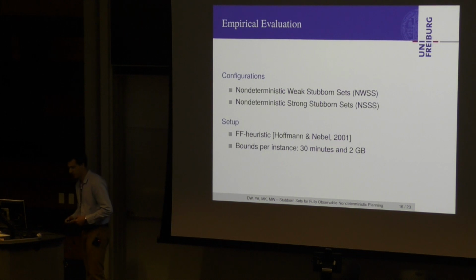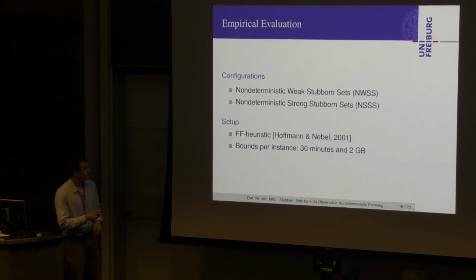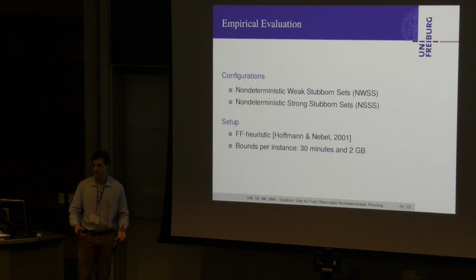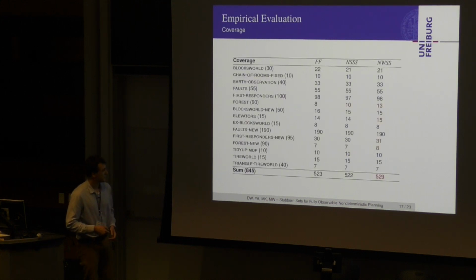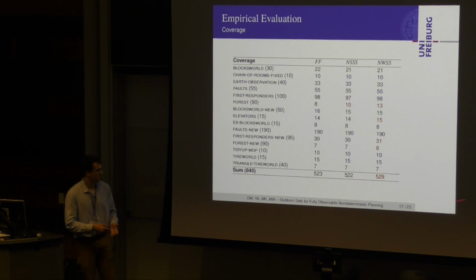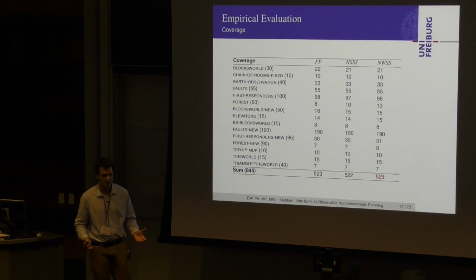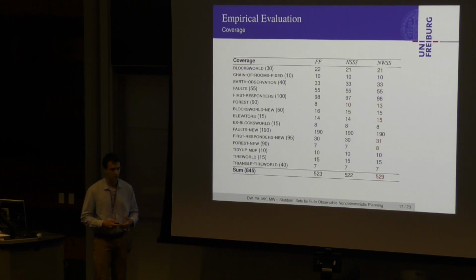So now I come to my empirical evaluation of the stubborn sets. We have considered the two variants, the weak stubborn set and the strong one. The setting was an AO* search using the FF heuristic on the all-outcomes determinization, and the usual bounds and memory limits. Our proof-of-concept implementation shows at least some small noticeable improvement in performance, which shows that this theoretical concept is applicable also in practice. Future work might be on making this even more efficient.